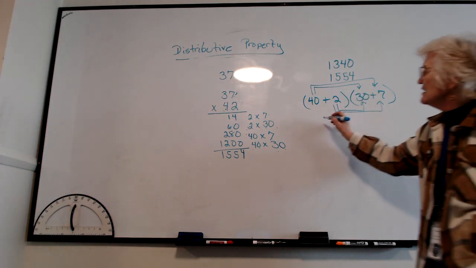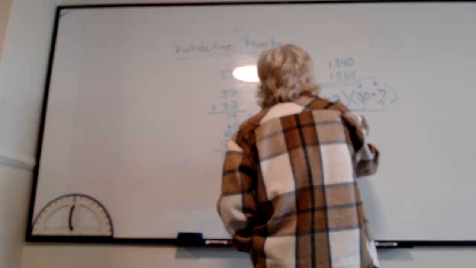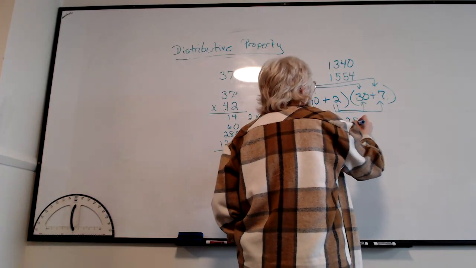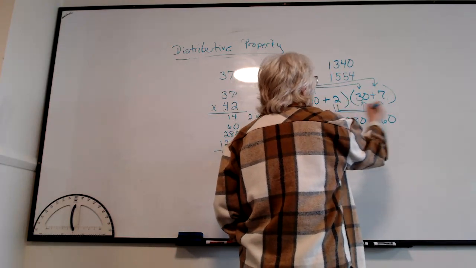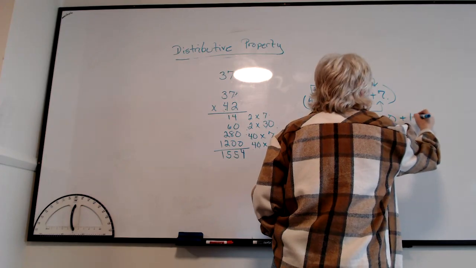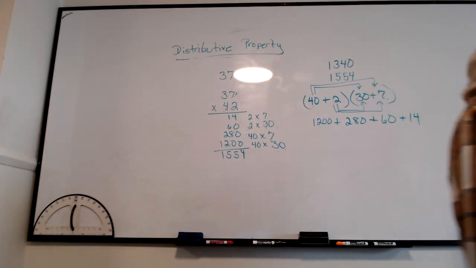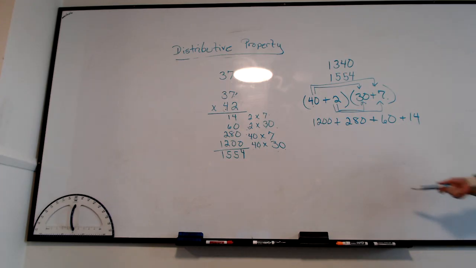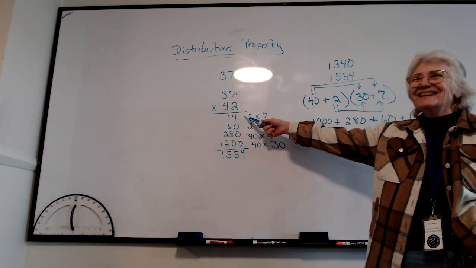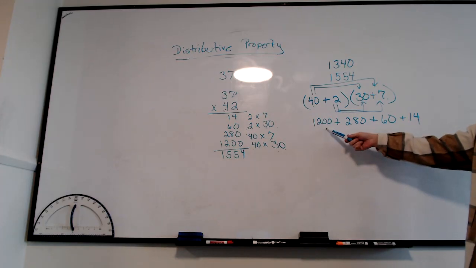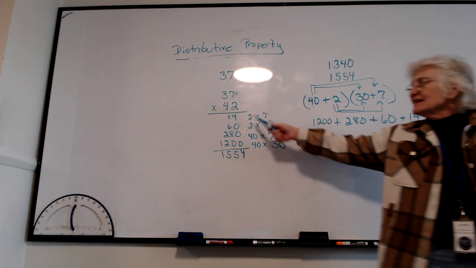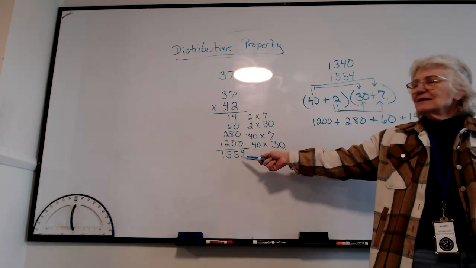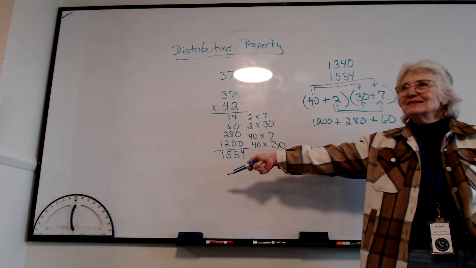40 times 30 is 1200. Plus 40 times 7 is 280. Plus 2 times 30 is 60. Plus 2 times 7 is 14. Add them up. Do you notice it's almost identical to this? It's just backwards. This is 1200 first, 280 next, 60 next, 14. It's just the backwards way of writing that out. Now, I like this. You know why I like this? Because it's already lined up so you can add it very easily.